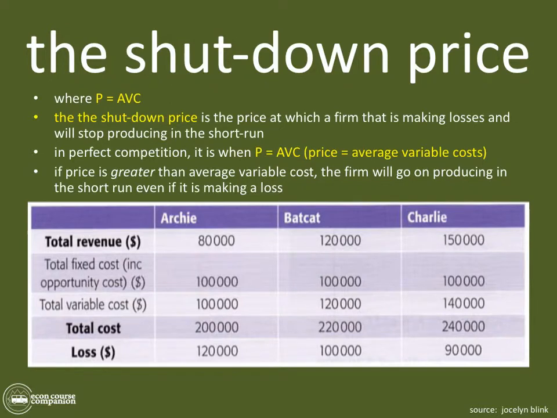This data comes to us from Jocelyn Blink again, and the example that I'm going to use, she has an example of Archie, Batcat, and Charlie, which are pretty funny names. I don't know Ms. Blink, but I imagine that Ms. Blink has quite the sense of humor because a lot of the things she puts in her book are humorous. They're light. They make the study of econ more enjoyable instead of being something heavy and traditional.